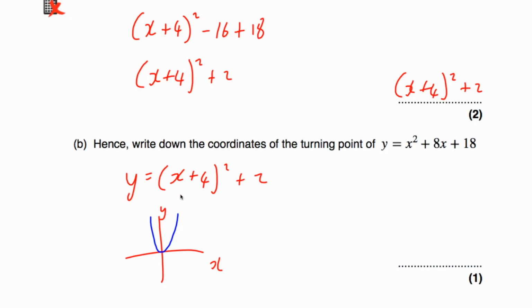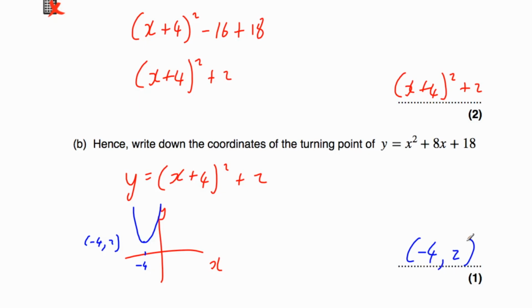Now if we have a look, we've got plus 4 inside the brackets, so that translates the graph 4 squares to the left. So it now touches the x axis here at negative 4. And then we've got plus 2, so that translates the graph 2 squares upwards, so it goes up to here. So that means that the coordinates of this minimum point, of this turning point here, would be negative 4, 2. So the coordinates of the turning point would be negative 4, 2. And that's it. Okay, let's have a look at our next question.